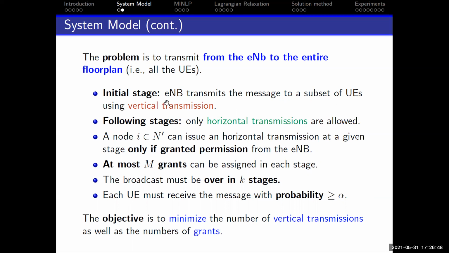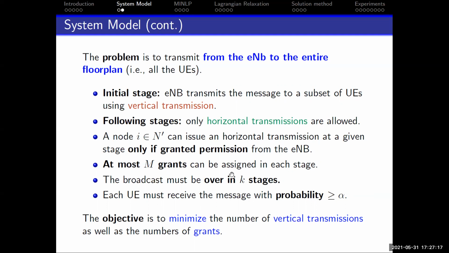In the first stage, and then in the following stages, only horizontal transmissions are allowed. This is why we call it a multi-hop, multi-stage process. A node i in N first, which corresponds to user equipment, can issue a horizontal transmission at a given stage only if granted permission from the antenna. So remember that the antenna controls the horizontal transmissions.